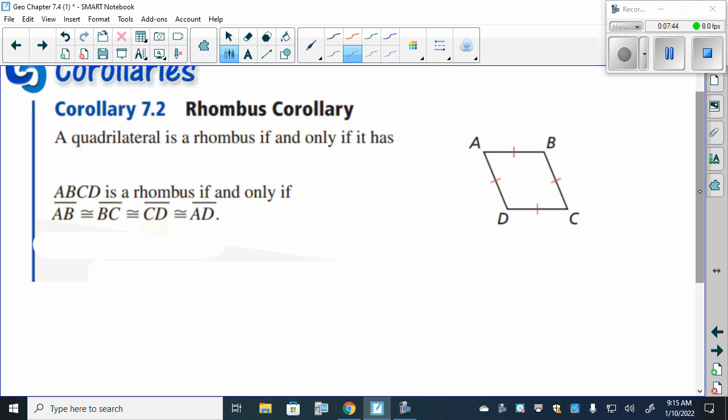Now, as we continue on with the notes, you can fill this in if you want or not, the rhombus corollary. A quadrilateral is a rhombus if and only if it has four congruent sides, because if it has four congruent sides, then we can say it is a rhombus, because that's the definition of rhombus.